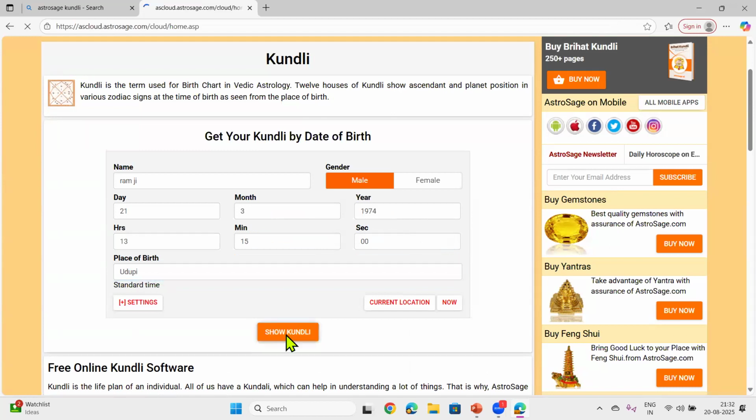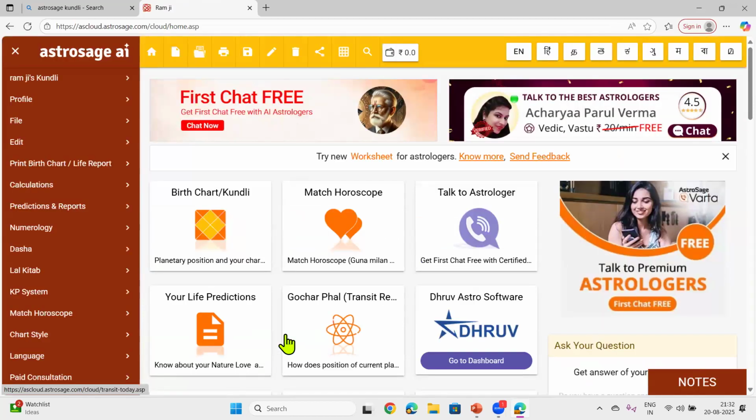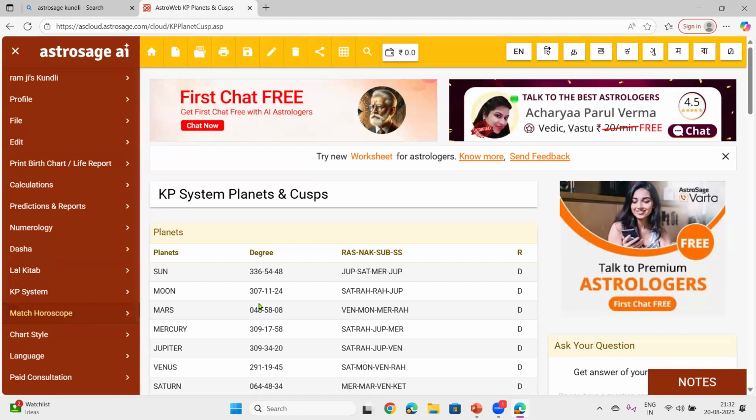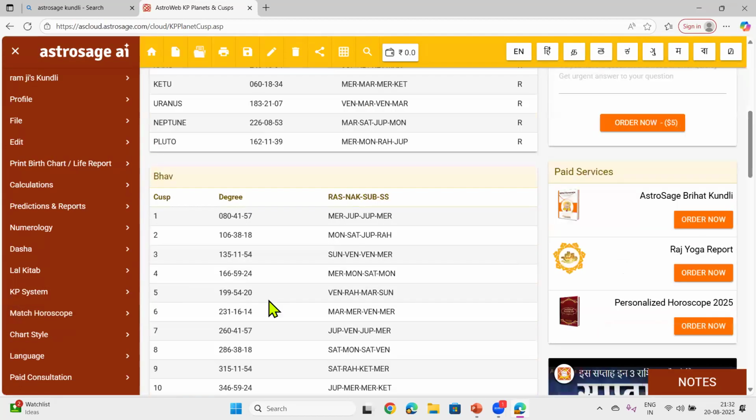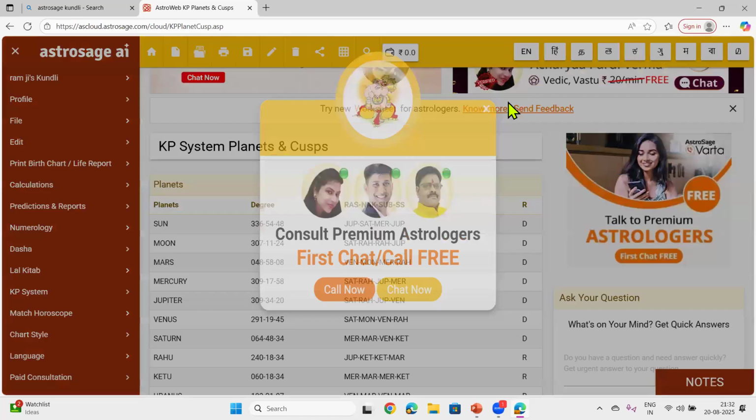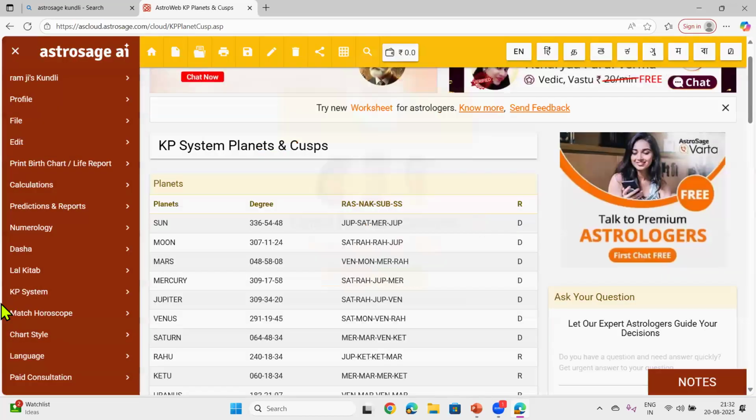Okay, now I have shown the kundli here. As we are reading the KP system, this is the planet and the cusp chart. These are the important factors, and simply by putting in the data you can find these things. You click on the KP system and you can see that every planet has a Rasi Swami, Nakshatra Swami, Sublord and Sub-Sublord, isn't it?